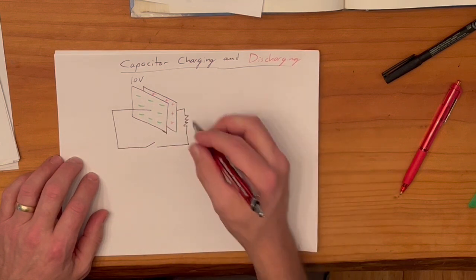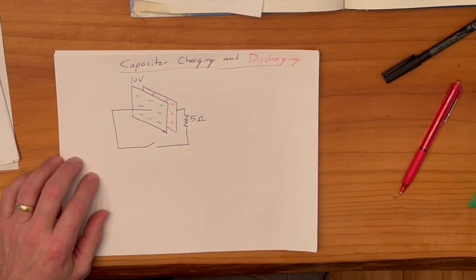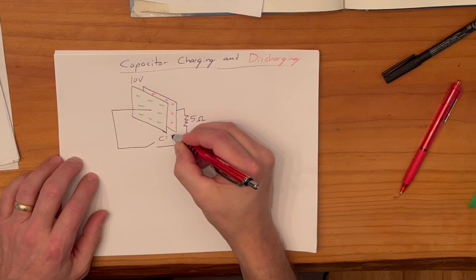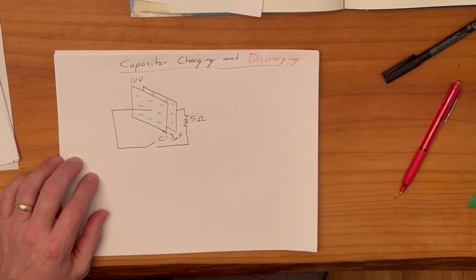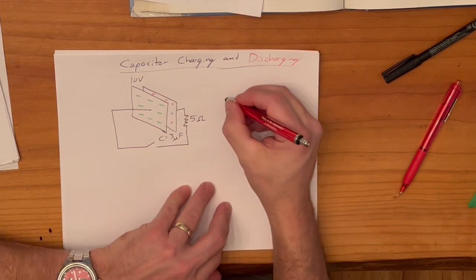If we do have a resistor here, let's say it's 5 ohms. And let's say that the capacitor has a capacitance of 3 microfarads, let's say. Okay. What does this look like as it discharges?